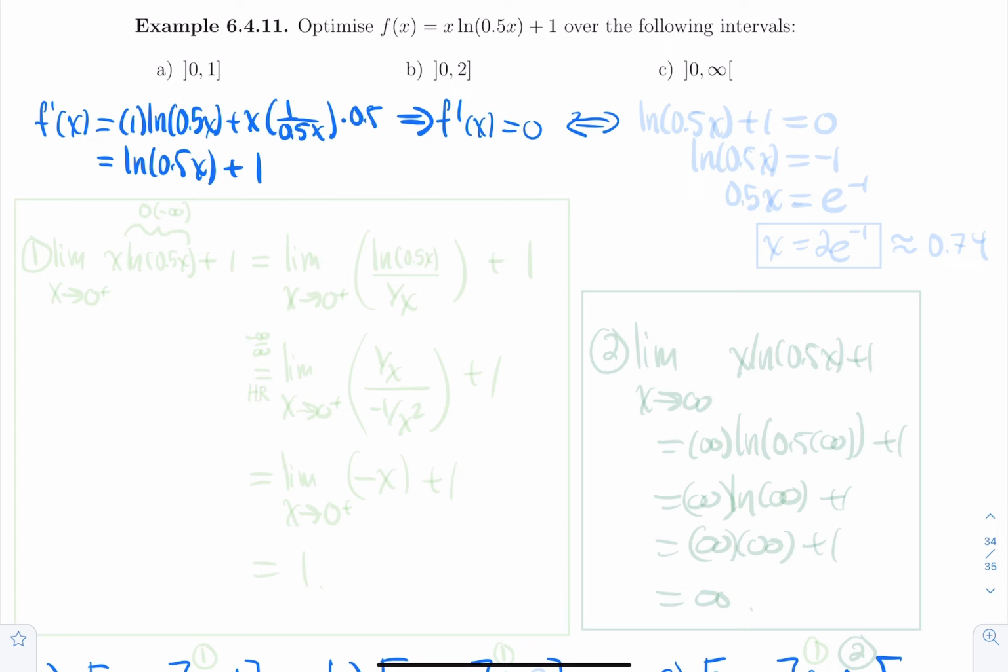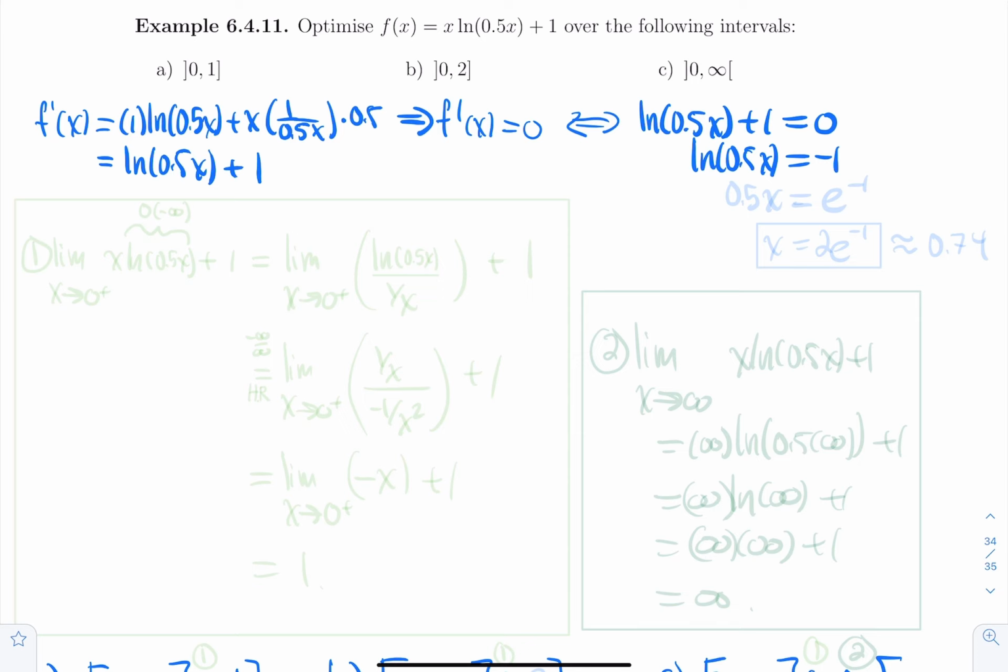Ln of 0.5x plus 1 will crash if x is 0 or strictly negative, but we don't care because we're over the interval 0, 1. So if there's any interesting critical points for us, it will be between 0 and 1, by setting the derivative equal to 0. So here there's a little bit of algebra to do. So we have ln of 0.5x plus 1 equal to 0. We need to solve for x, so we bring the plus 1 on the other side. So we get ln of 0.5x is equal to minus 1. So I just brought the 1 on the right side as a minus 1.